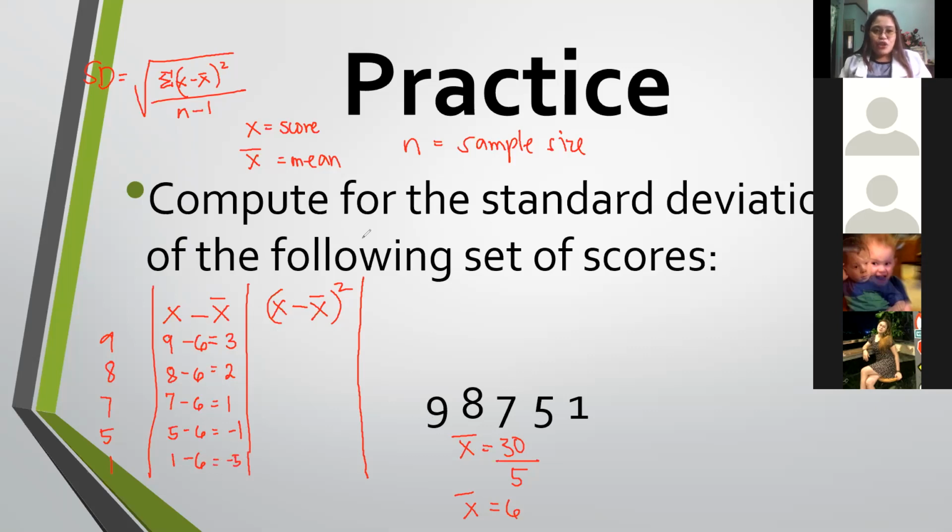Now, next you just have to get the squares. When you say summation of x minus mean squared, you need to square what you got. So 3 squared is 9, right? And then 2 times 2 is 4. 1 is still 1. And this is 1. Negative 1 times negative 1 is 1.